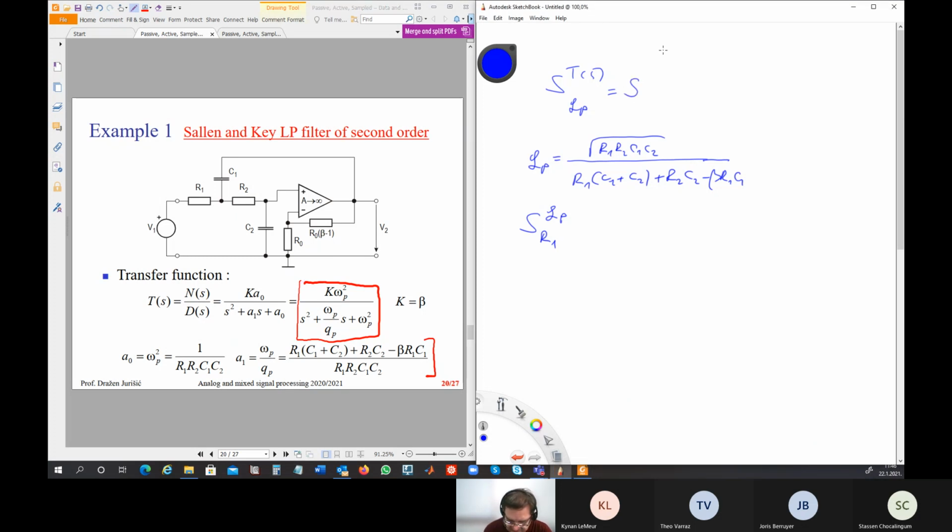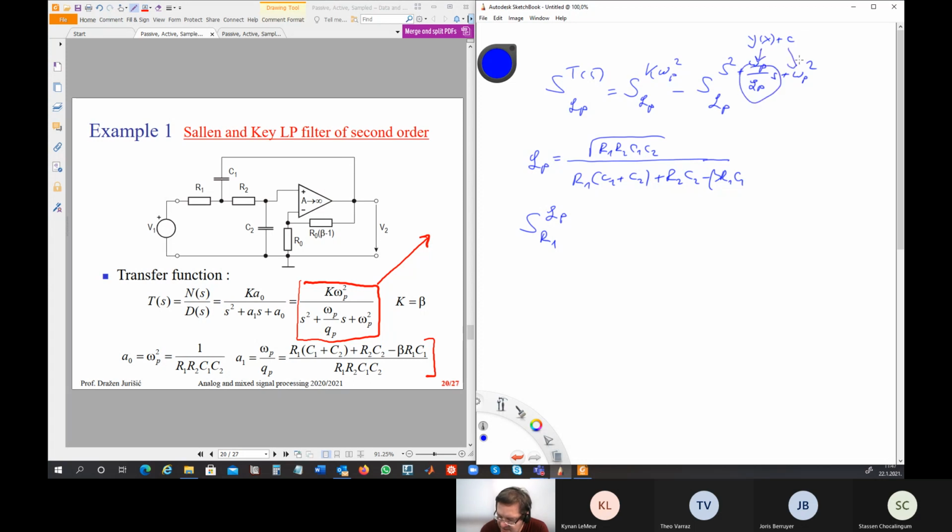S of numerator, which is K omega p square, minus S of s square plus omega p over Qp s plus omega p square to Qp. And this comes from here. And then you immediately recognize this form, epsilon of x plus c. What is epsilon of x? It is this one here.